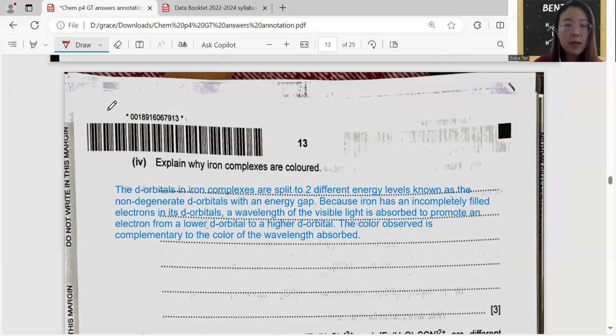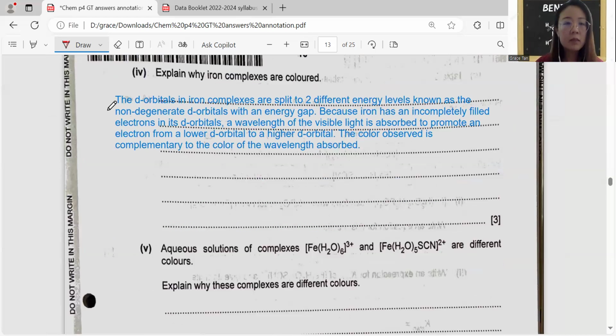Next, explain why ion complexes are colored. Very expected question. Normally the first thing we need to say is that the d orbitals split into 2 different energy levels. I just add on a little bit to say that they are non-degenerate d orbitals after they split, and they have an energy gap in between. Now, I did say that iron has incompletely filled electrons in its d orbital, which is the definition of a transition element. A wavelength of visible light is absorbed to promote an electron from a lower d orbital to a higher d orbital.